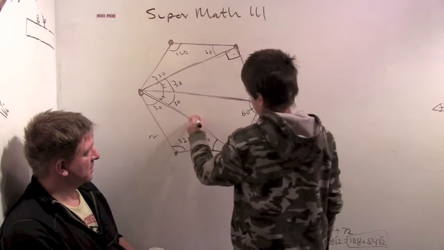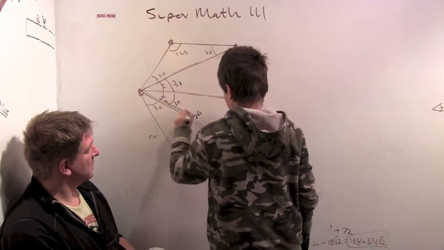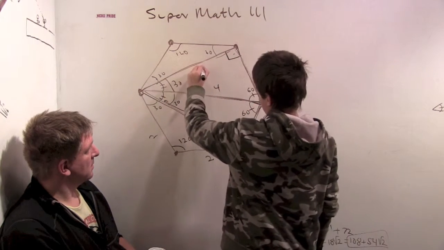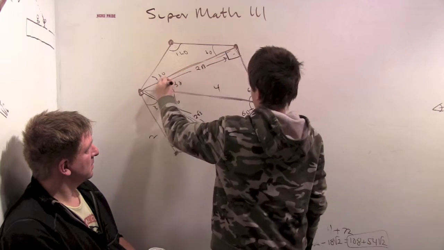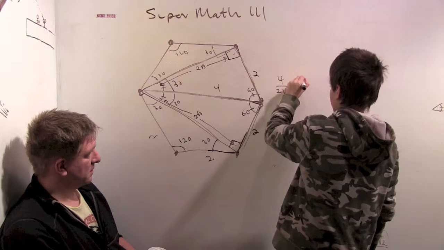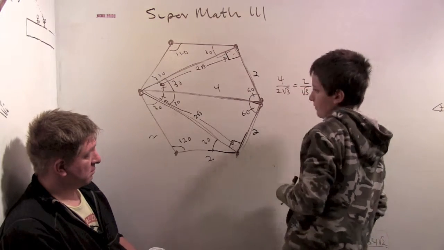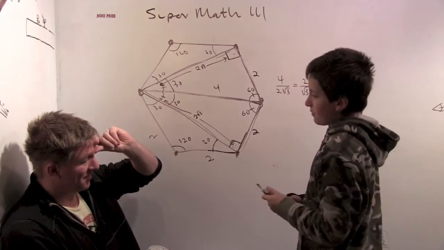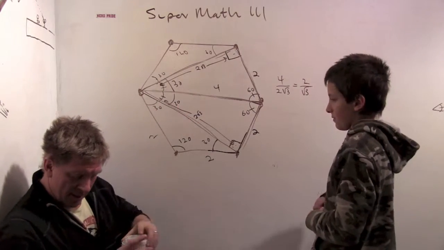Okay. So this is 2 root 3. And this is 4. And this is 2 root 3. So our ratio is 4 to 2 root 3, or 2 to root 3. Okay, super. Hey, very good job. I almost high-fived the wrong hand.